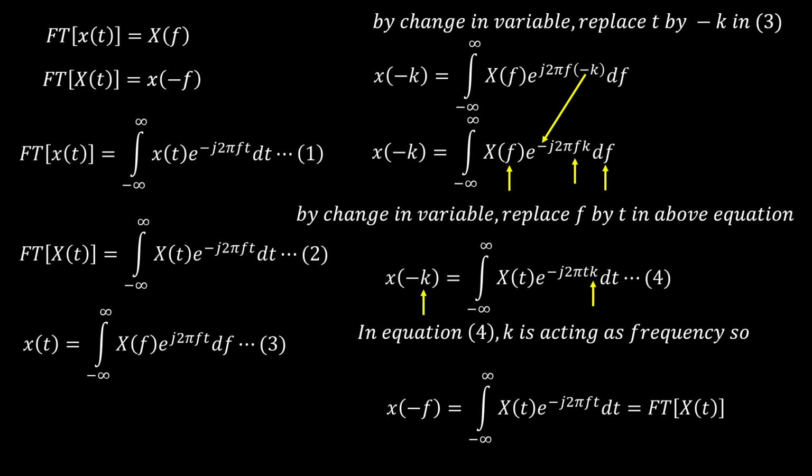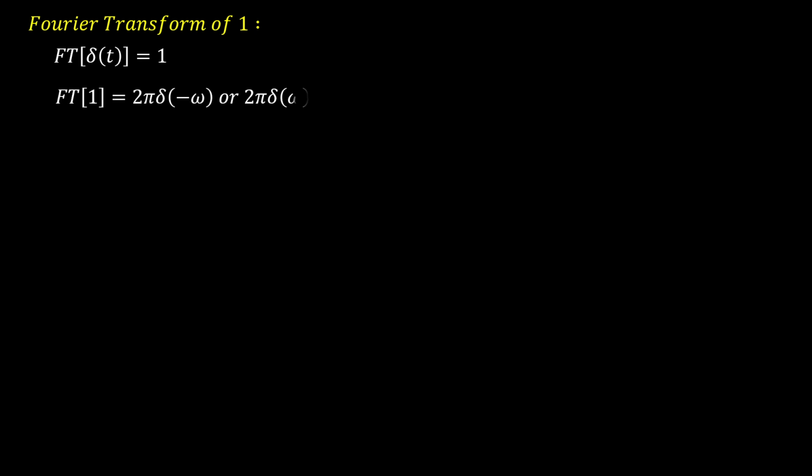Now let's see the examples where we will find the Fourier transform using the duality property. First is the Fourier transform of 1. We know that the Fourier transform of del t is 1. Then by the duality property, the Fourier transform of 1 will be 2 pi del of minus omega. Here del omega is an even function, so del of minus omega will be replaced by del omega. So the Fourier transform of 1 will be 2 pi del omega.